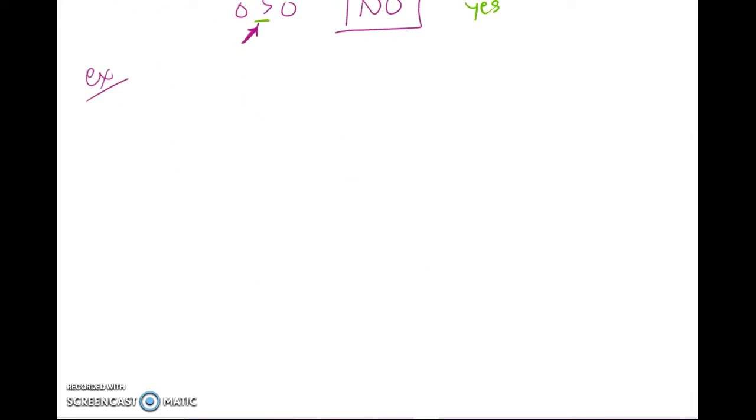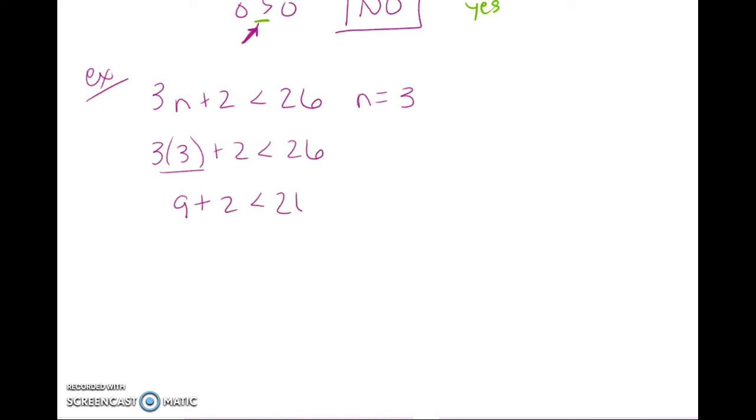Let's just do one more of this kind. 3n plus 2 is less than 26 when n is equal to 3. Let's go ahead and make the substitution. Make sure you multiply first and then add. And then we ask ourselves, is 11 less than 26? And of course, the answer for this one is yes. 11 is less than 26.